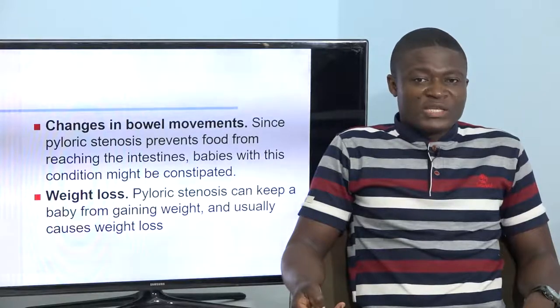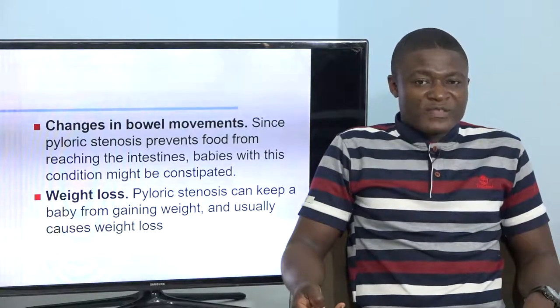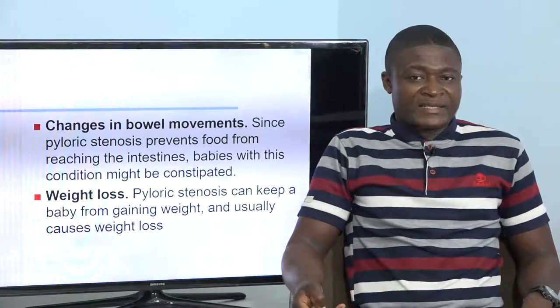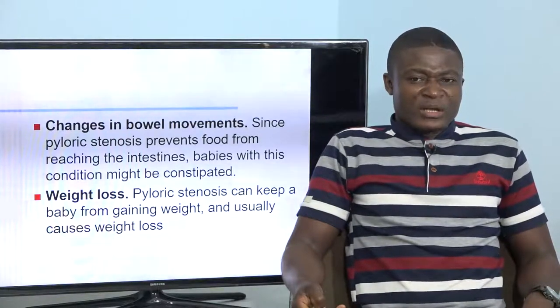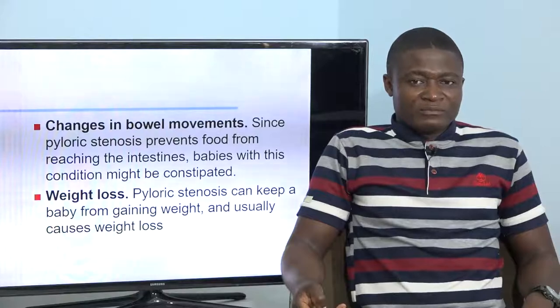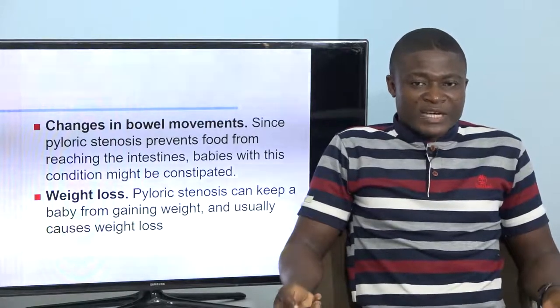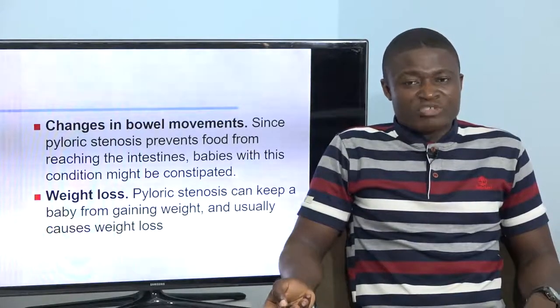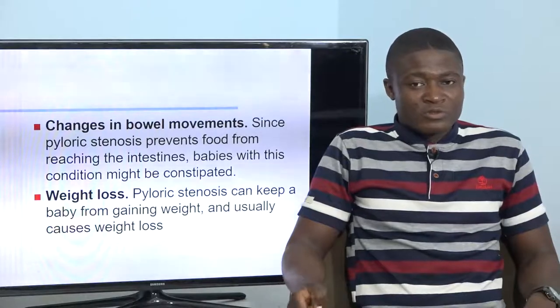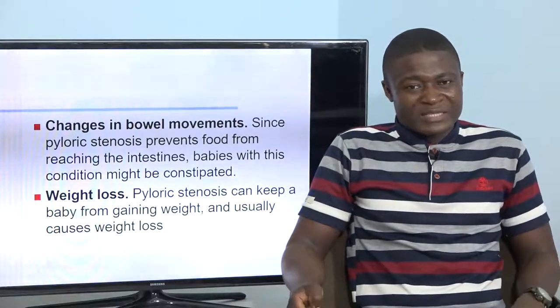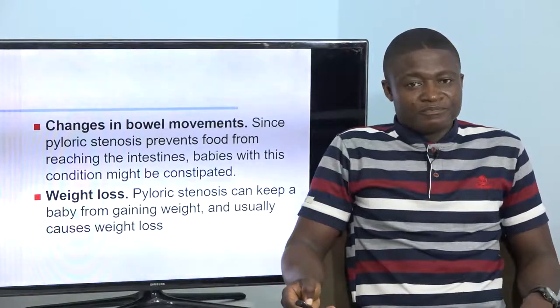Then there is changes in bowel movements. Since pyloric stenosis prevents food from reaching the intestines, babies with this condition might be constipated. So, food is not getting down there. So, what is there to be passed out as stool? So, the child will appear constipated because nothing is coming.